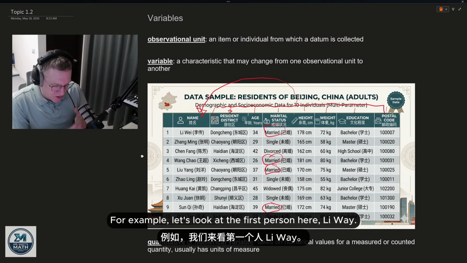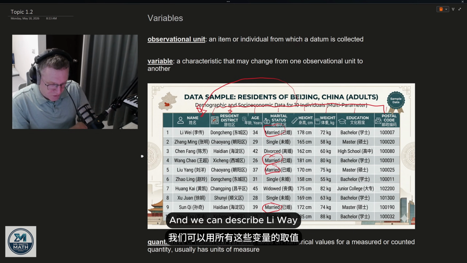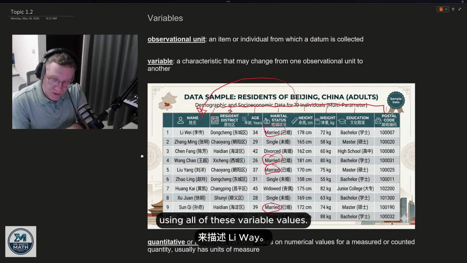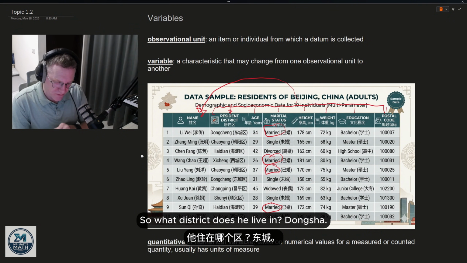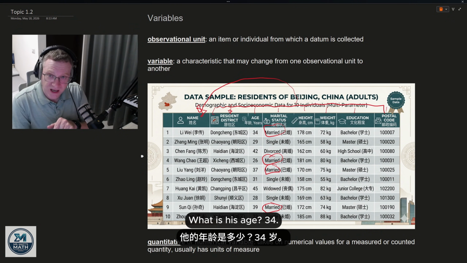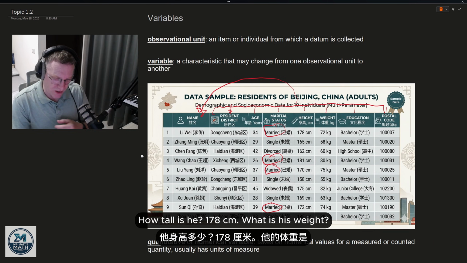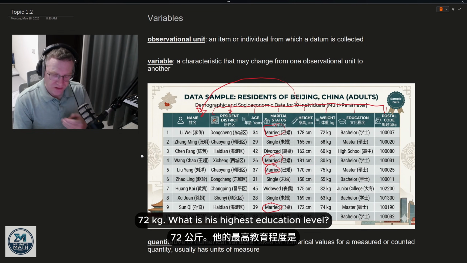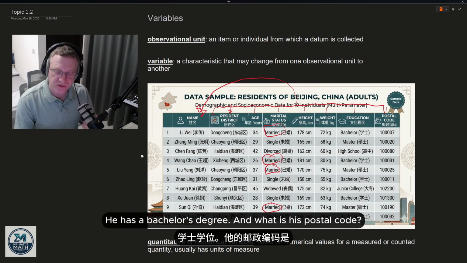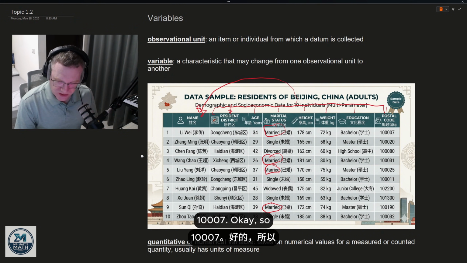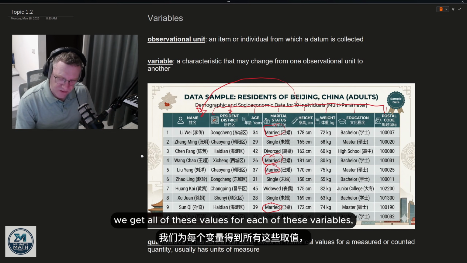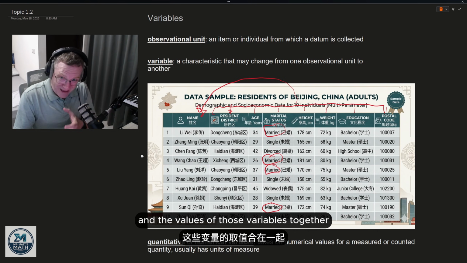Now, real quickly, I want you to notice that the variables are describing the observational units. For example, let's look at the first person here, Li Wei, and we can describe Li Wei using all of these variable values. So, what district does he live in? Dongce. What is his age? 34. What is his marital status? Married. How tall is he? 178 centimeters. What is his weight? 72 kilograms. What is his highest education level? He has a bachelor's degree. And what is his postal code? 10007.